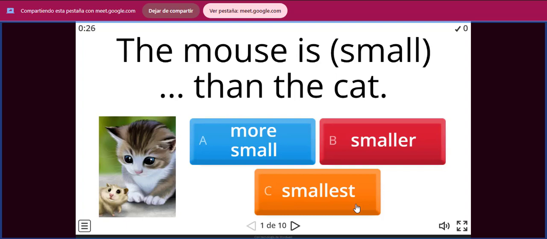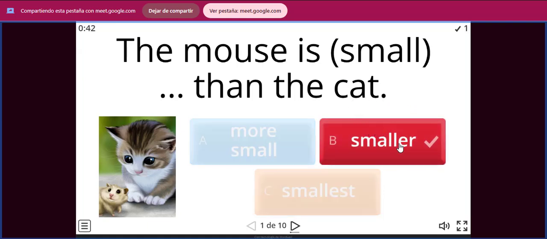Smaller. Okay, very good. Smaller, the red one. Remember that we use them because we are comparing in this case two animals that have a characteristic in common, the size. Very good.